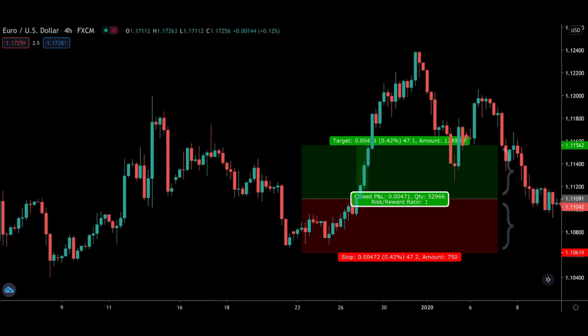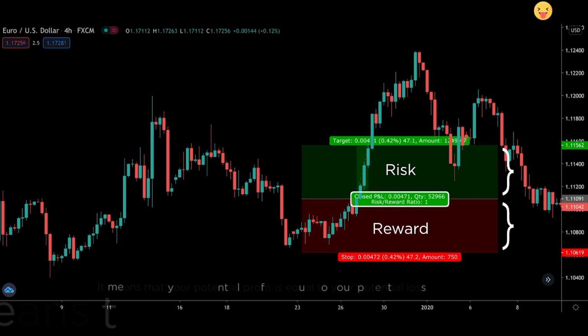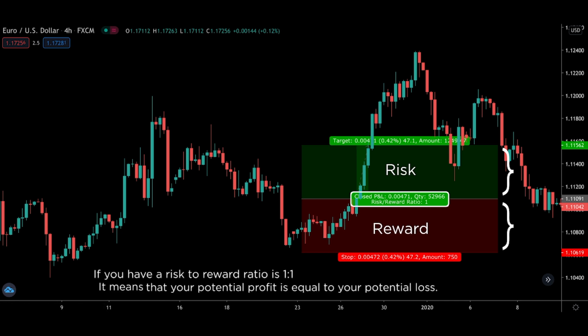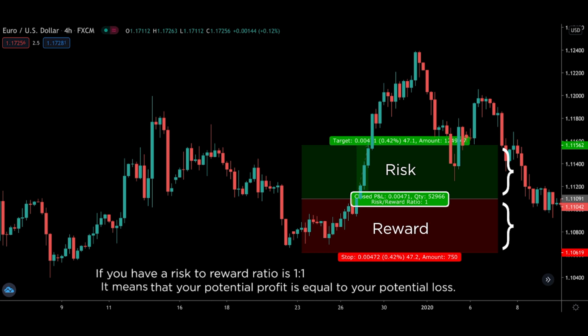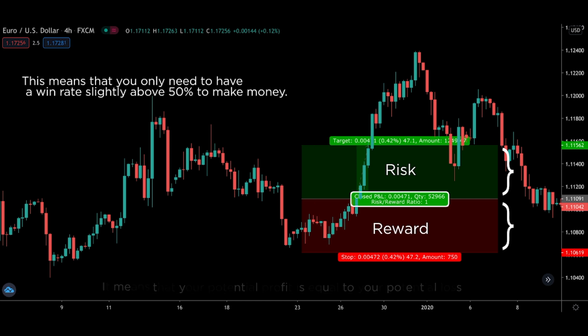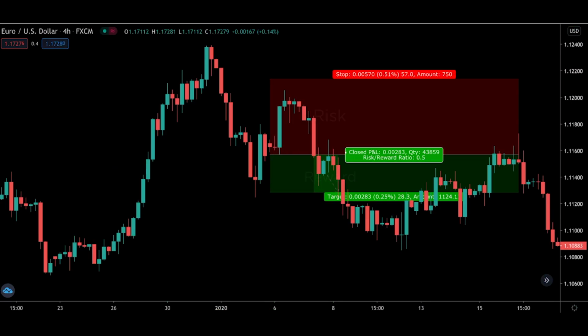Another thing to consider when selecting either of the techniques is your win rate. Before you can expect your risk to reward to work for you, you must first confirm that your win rate is sufficiently high enough to justify your risk to reward. For example, if you have a risk to reward ratio of 1:1, it means that your potential profit is equal to your potential loss. This means that you only need to have a win rate slightly above 50% to make money.